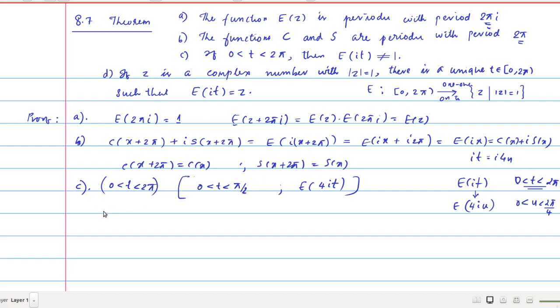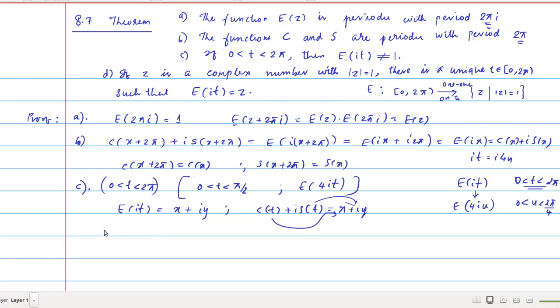We will consider E of IT as a complex number, so that is equal to x plus iy. In fact, this x is c of t, and y is s of t. If you write like this, then we know that E of IT is c of t plus i s of t. So from this you can get c of t is this x and s of t is this y. So when we write E of IT as x plus iy, we are going to consider whether E of IT becomes 1.